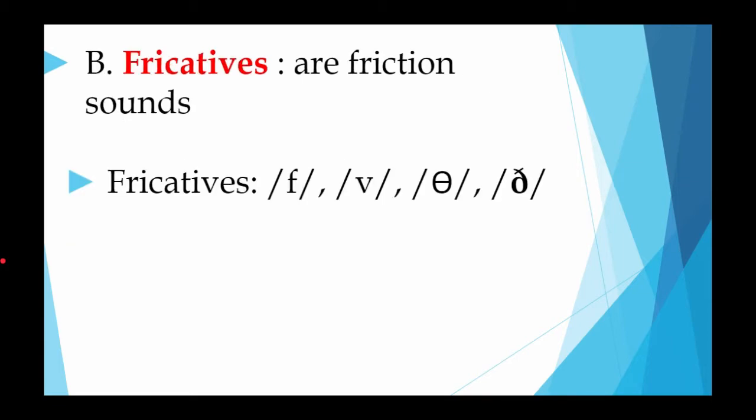The second classification are called fricatives, and these are the friction sounds of the consonant sounds. And we have 4 fricatives. The letter F, as in the sound F, the letter V, as in the sound V, the theta symbol for the soft TH, and the last symbol, which stands for the hard TH sound.